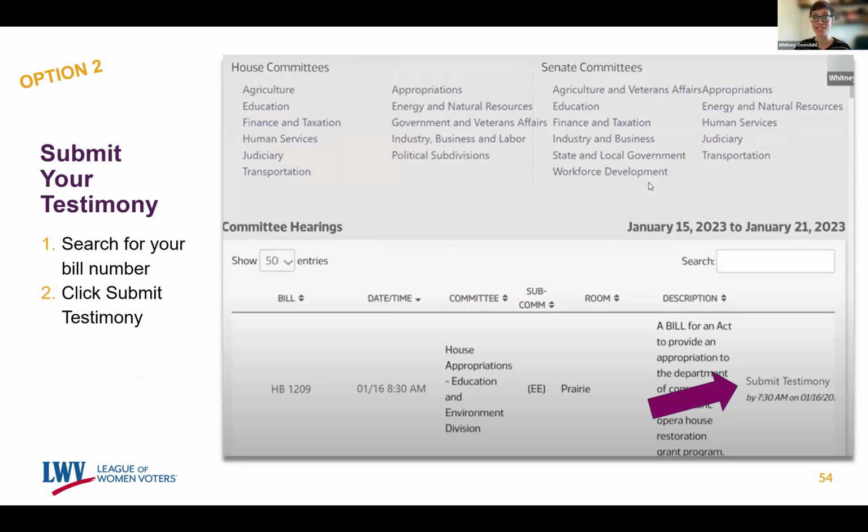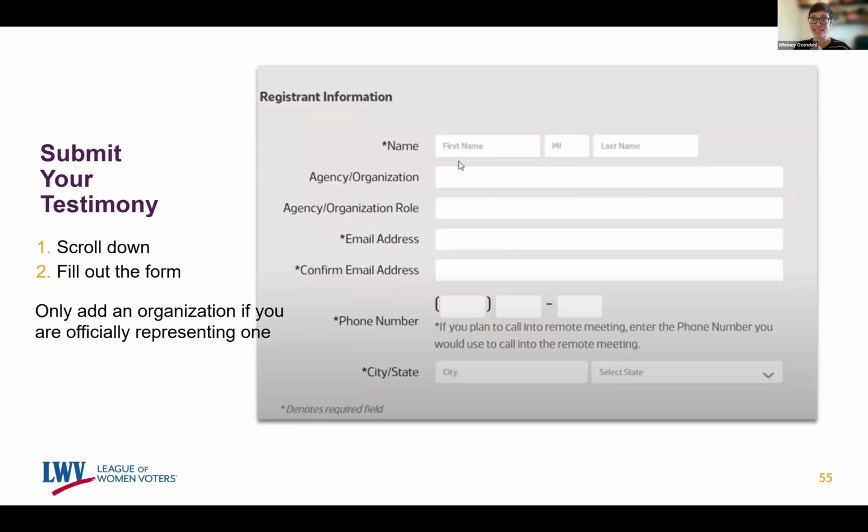So if you click submit testimony, what do you need to submit? You will see this information that you will have to fill out. Your name, your email address, your phone number, and your city and state. So you put in your own contact info. Only add an organization or an agency if you are officially representing one. If you are officially representing one, then you put one in. Otherwise, you're representing your own self as a citizen.